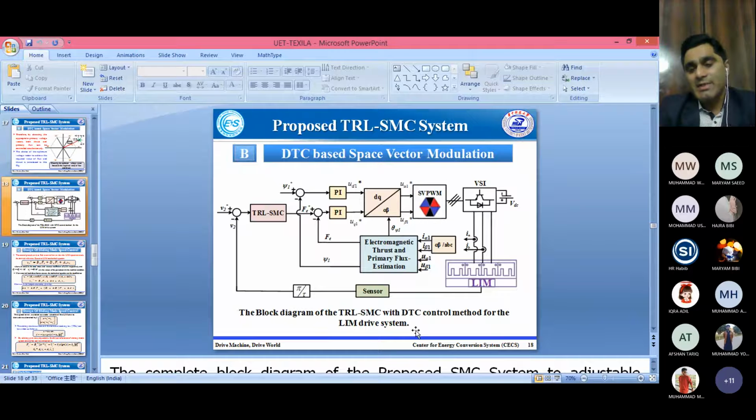So this is again the basic block diagram for the linear induction machine. For example, it has three loops: one loop for the speed loop, another loop for the flux loop, another loop for the thrust loop. If we want to control the speed, we have to design our controller for the speed loop. So this is the speed loop, this is the reference speed.